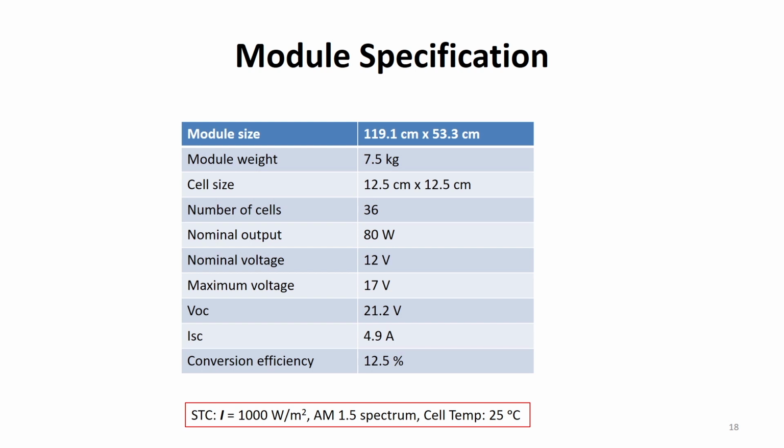And these are the specifications of a module. So, primarily we need to specify all those parameters like module size, module weight, cell size, number of cells, nominal output power, nominal voltage, maximum voltage, then VOC, ISC and then conversion efficiency. Also we need to specify what is standard test condition. This intensity is 1000 watt per meter square, AM 1.5 spectrum and cell temperature of 25 degree Celsius.